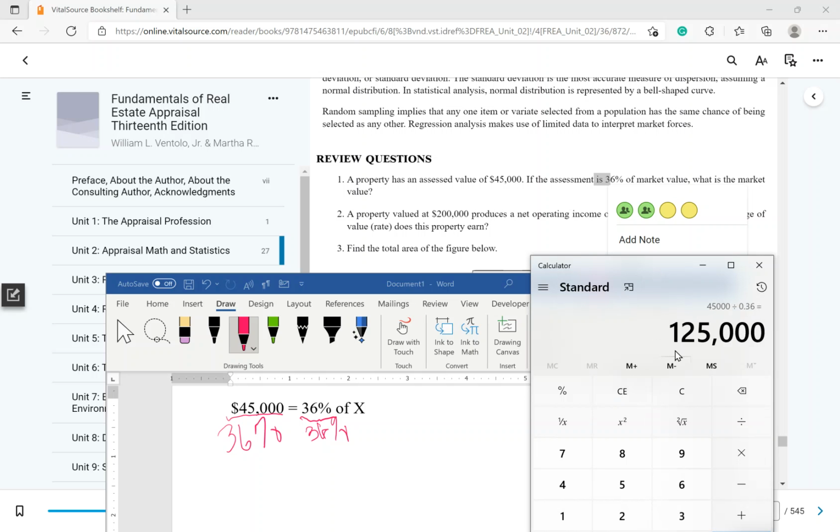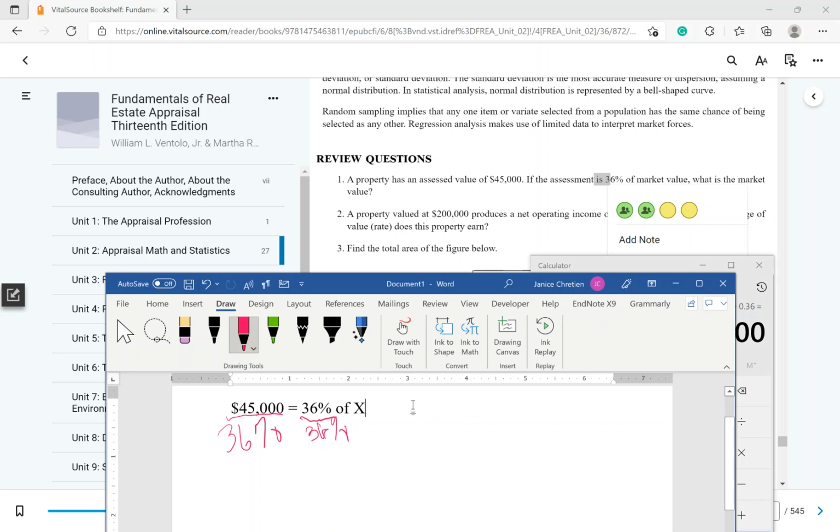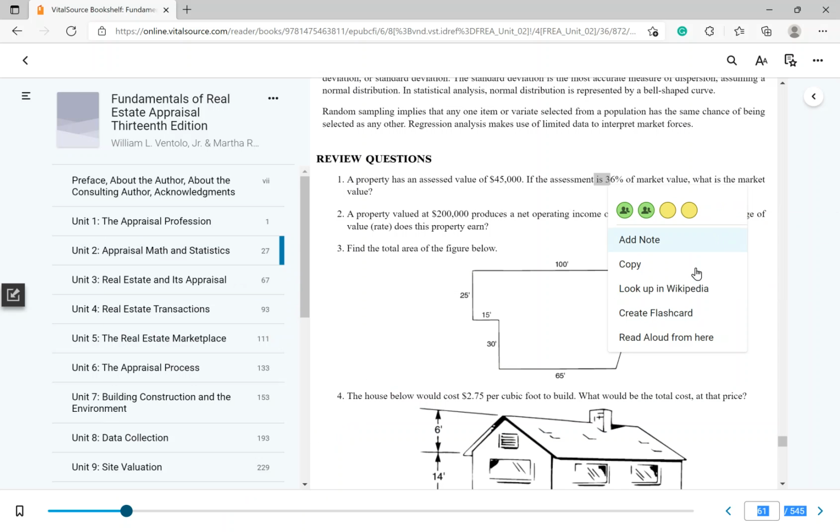And I get 125,000. I could do it 45 divided by 36, and then hit my handy button there that turns it to a decimal for me. So this property value is 125,000. And I can do the reverse of that, which is what we'll do in the next question.